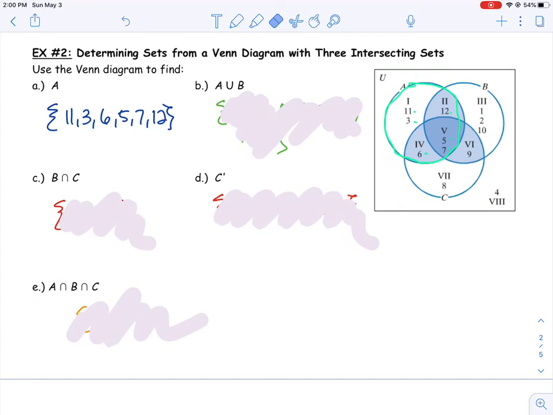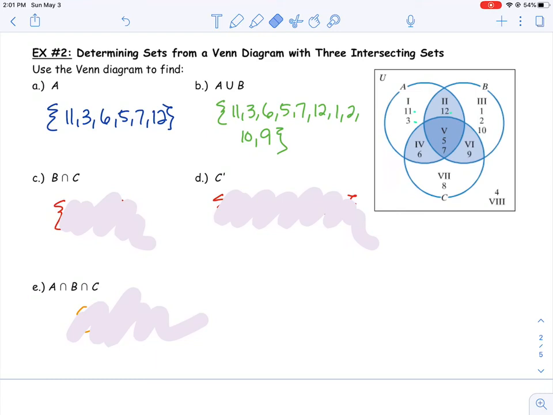For part B, what elements are in the union of A and B? Remember, union means you're going to bring all your stuff together. So I want everybody in A, I want everybody in B, I want to bring all their stuff together. I ended up with 11, 3, 6, 5, 7, 12, 1, 2, 9, and 10. I ran out of room. But make sure you have all the same numbers that I do.